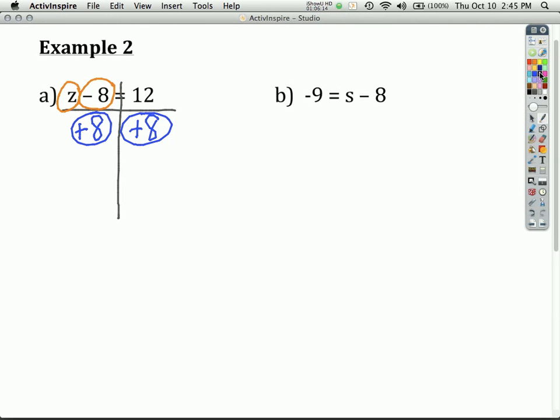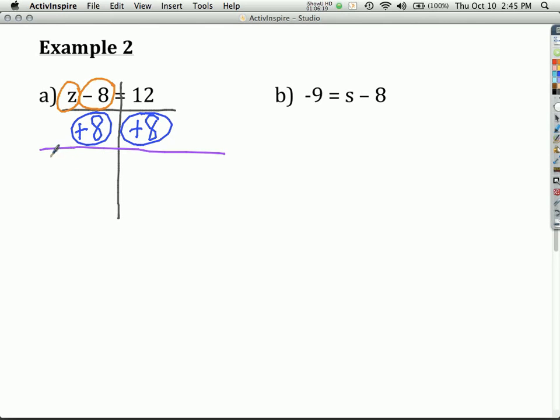And so now, elementary school line, add down in columns. Z and nothing is Z. That cancels out, equals 12 plus 8 is 20. Now, you all knew the answer was 20 because you could do that question mentally, but that wasn't the point.